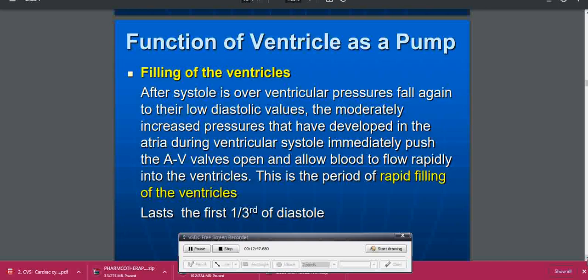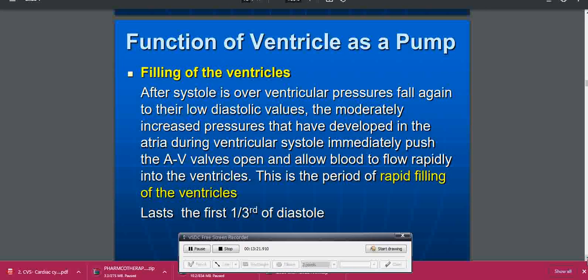So let's talk about the function of the ventricle as a pump. Number one, filling of the ventricles. After systole is over, ventricular pressure falls again to its low diastolic value. Then the moderately increased pressure that developed in the atria during ventricular systole immediately pushes the atrioventricular valves open and allows blood to flow rapidly into the ventricle. This is the period of rapid filling of the ventricle.